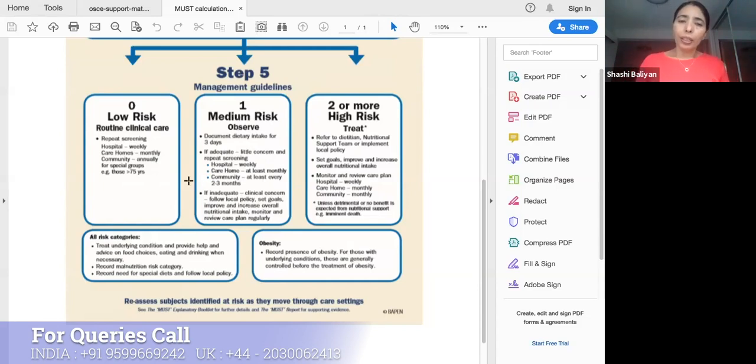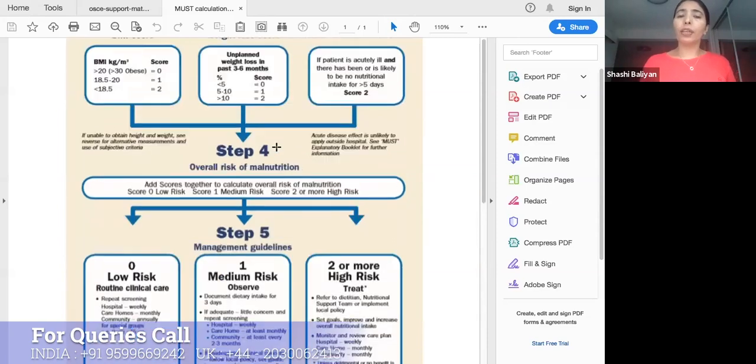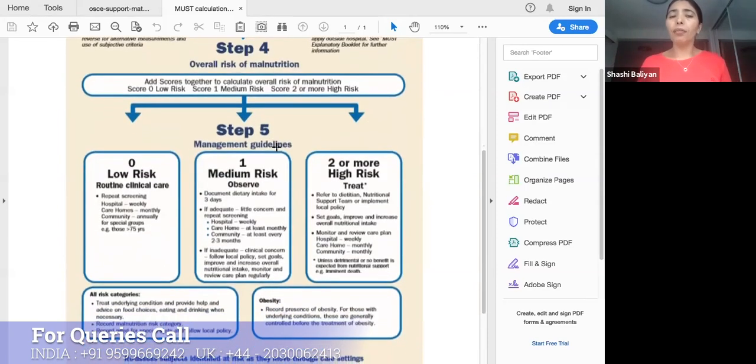Now, in these ones, there is another form which you will have to fill up. We'll show you that form once we get nearer to that. But you can take it as a rule that if it is a community scenario, then your MUST score is almost always going to be 0.